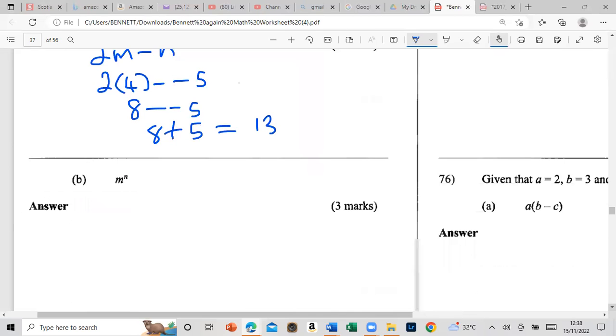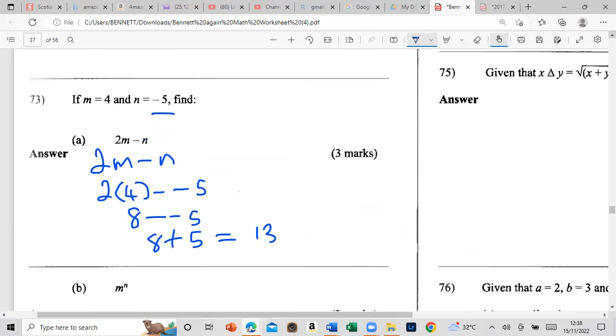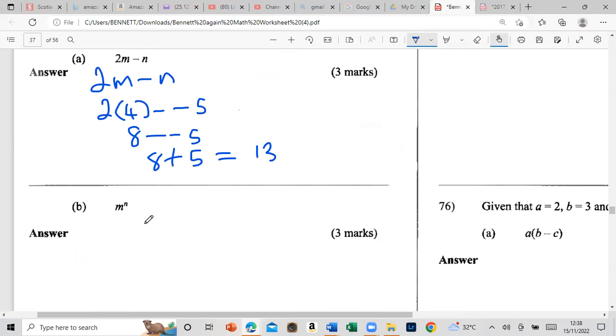Right. Now we have m to the n. What was m again? m was 4, so it's 4 to the negative 5. Very nice question. You definitely need a calculator for 4 to the negative 5. The negative indicates that it's a fraction, so we rewrite it as 1 over 4 to the 5. And that's why I say you probably need a calculator.